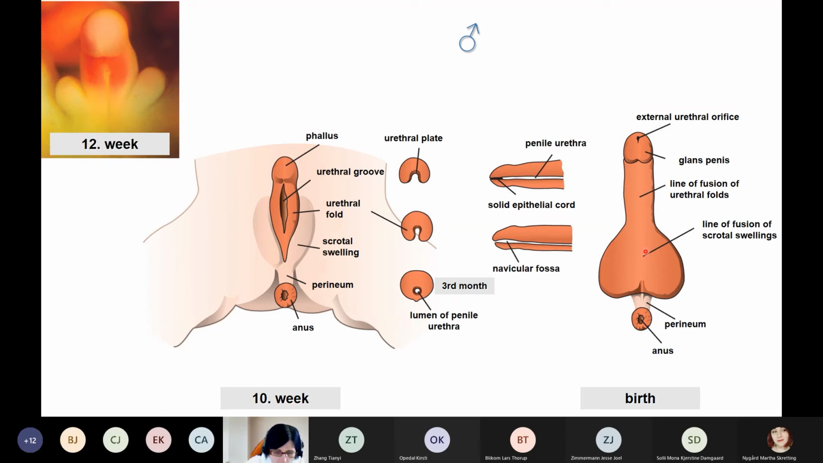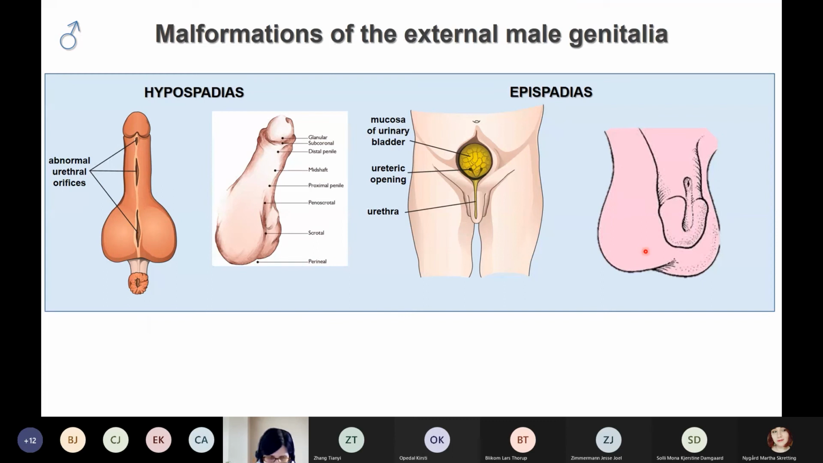Of course, we could also have some malformations happening during non-optimal development. In this case, we could mention these two malformations. Hypospadias is related to the previous picture. If the urethral folds or the scrotal swellings do not meet in the midline and do not fuse, we could have an abnormal urethral orifice found on the urethral surface of the penis, or even on the surface of the scrotum.